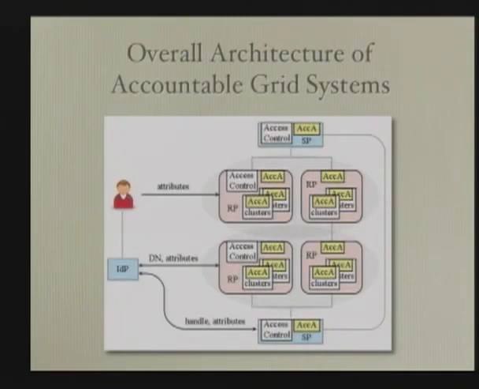This is the overall architecture of the accountable grid system. One or more clusters belong to one resource provider, which we call an RP. One or two RPs belong to one service provider, and there are a couple of service providers here. Users can access grid resources by contacting service providers or directly contacting resource providers. At the entry point where the first access is performed, we authorize the users based on some user attributes or by some access control mechanisms.